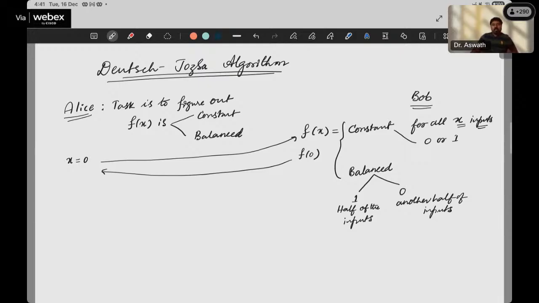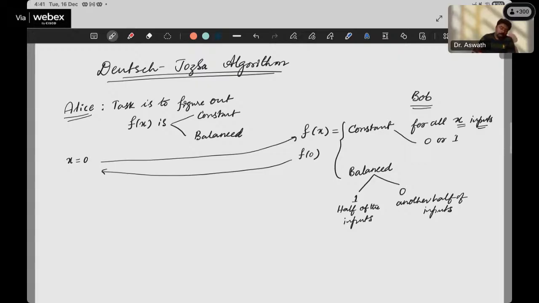Now if I look at this process, the one query consists of the x argument value going from Alice to Bob and the f of x value coming back to Alice from Bob, where Bob is using an f of x that is either constant or balanced. With one value going in and f of x coming back to Alice, she cannot determine with a single query whether the function is balanced or not, because the function may have either a constant or a balanced structure.